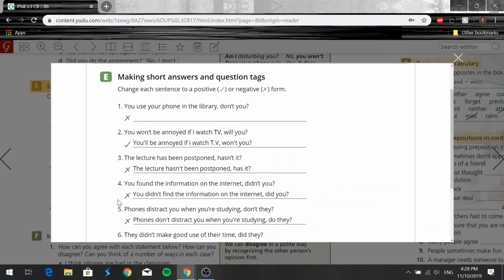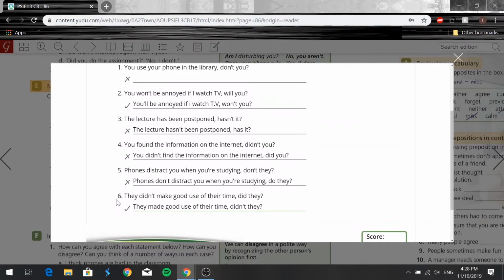You won't be annoyed if I watch TV, will you? I'm going to change that to positive, so I'll say, you'll be annoyed if I watch TV, won't you? And 3, the lecture has been postponed, hasn't it? I want to change that to a negative form. I'm going to say, the lecture hasn't been postponed, has it?